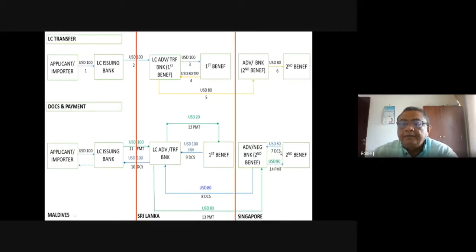Number 7, the documents. So the second beneficiary will ship the goods, and he will give the BL to Standard Chartered Singapore for $80. Standard Chartered Singapore will send the documents to People's Bank Sri Lanka. People's Bank Sri Lanka gets the documents, and People's Bank will inform the parent company.